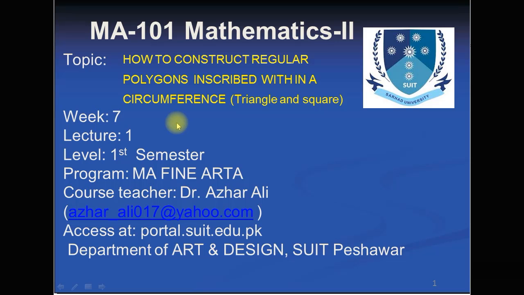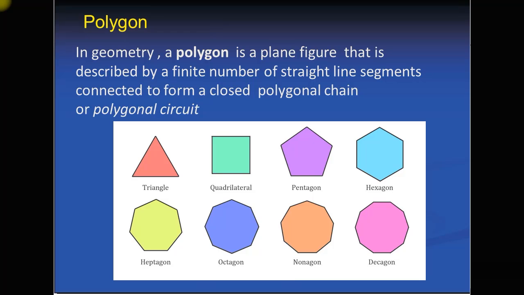In this first video lecture of 7th week, today we are going to learn about how to construct regular polygons inscribed within a circumference. There are different types of polygons, but in this video lecture we are going to discuss these two types of polygon, triangle and square. This is the first lecture of 7th week for the course Mathematics 2 of polygons.